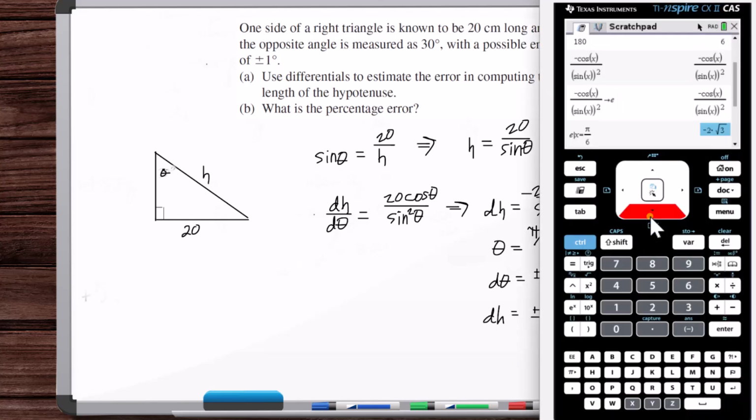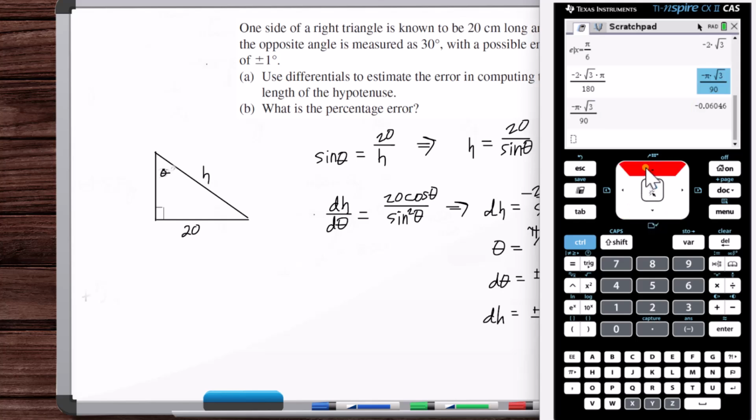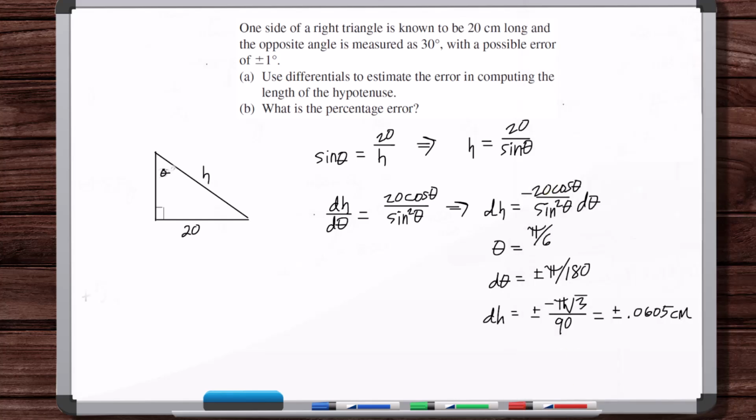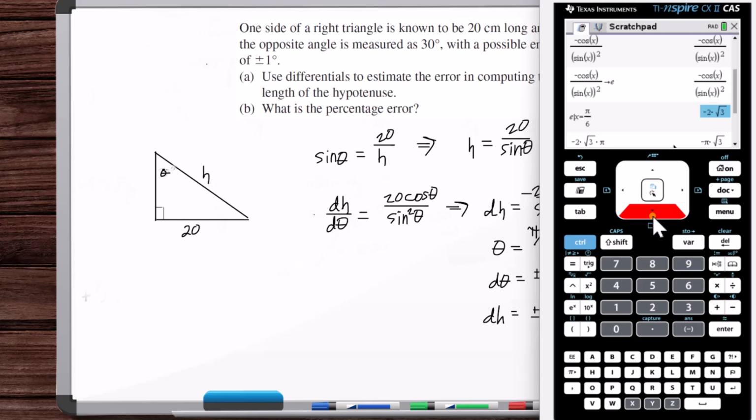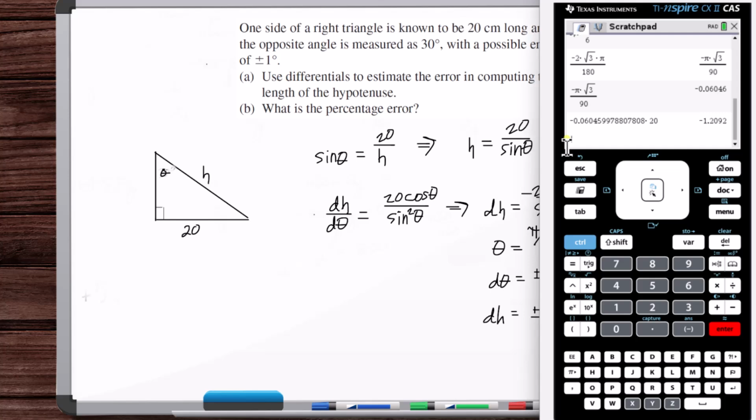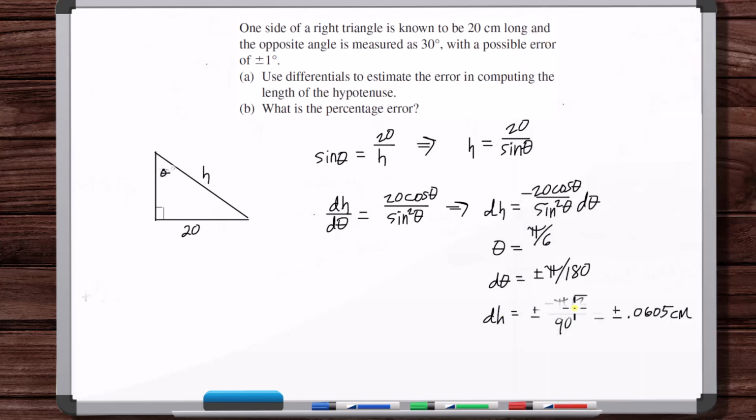Wait, okay, no. So I need to multiply this times 20. I didn't put this 20 here. You see? So if we multiply this by 20, 1.21. Okay, so plus or minus 1.21 centimeters. That's the maximum error in the hypotenuse using the linear approximation, using differentials.